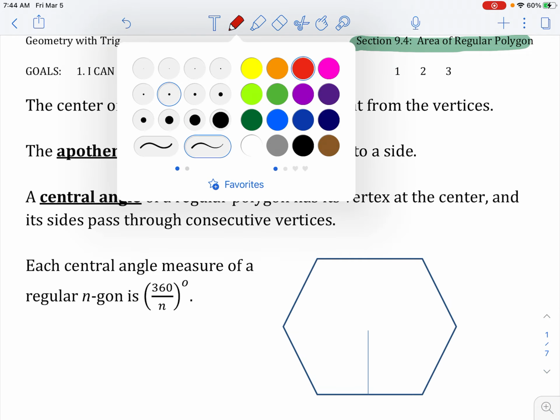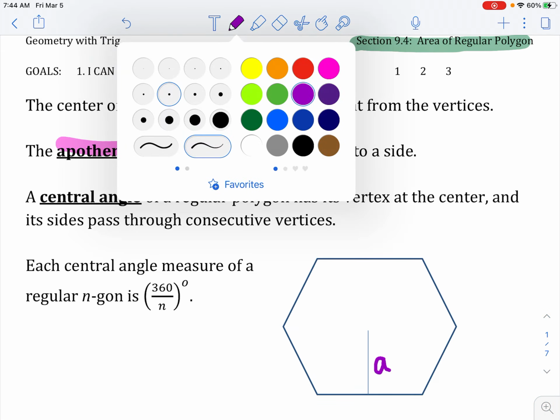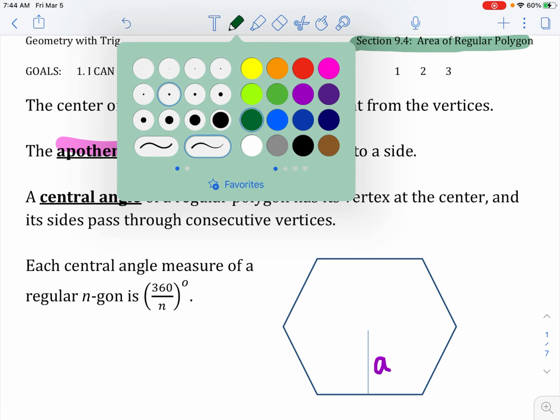Now, there's going to be a couple things that we have to make sure we can find when we go to use the formula we're about to learn here. First thing is the apothem. The apothem is the distance from the center to a side. The way we look at these is we drop a line straight down from the middle down to a side, and we call that the apothem.